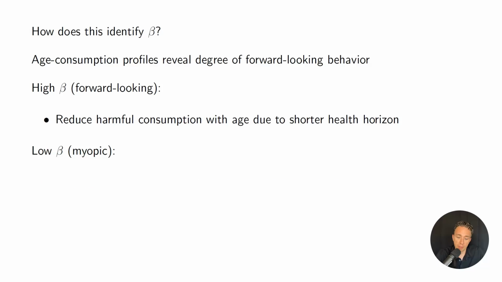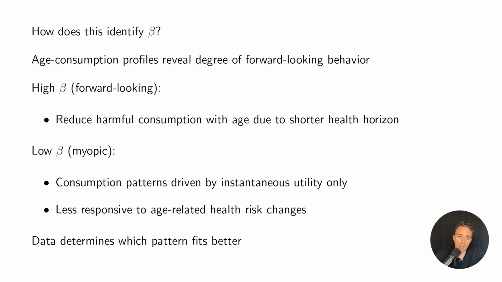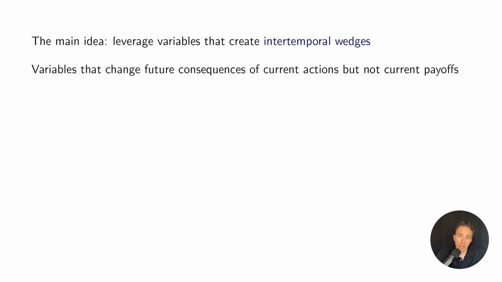But a myopic person would only care about the instantaneous utility, and so their consumption patterns wouldn't really change as they grow older. And so we can look in the data to see which of these models fits better, and that's what they did in this IER paper. So the main idea is that we can leverage variables that create intertemporal wedges. And what are these wedges? Well, they're just variables that change the future consequences of current actions, but not current payoffs.